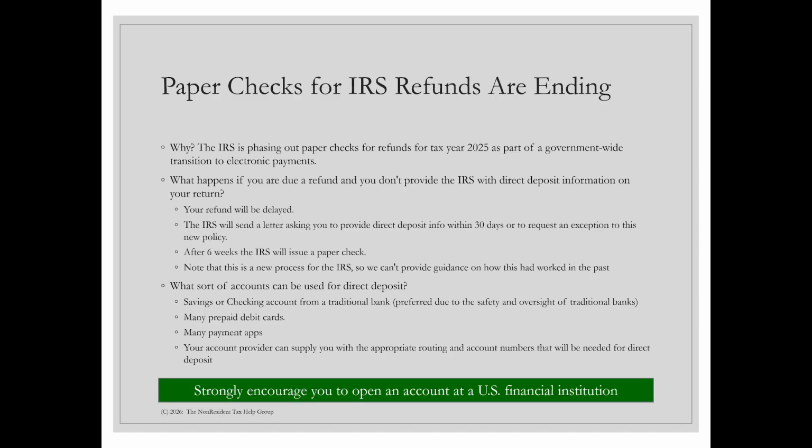So we strongly encourage you. Your money's going to be late if you don't have a bank account. So please try to get something in place as soon as you can so that it's ready to go to receive your refund.